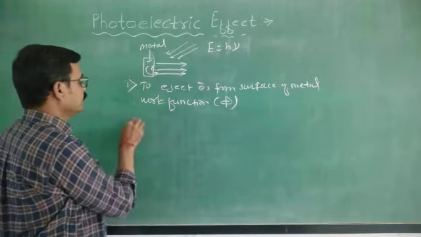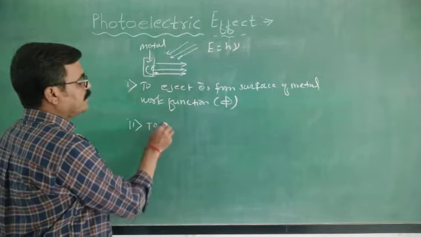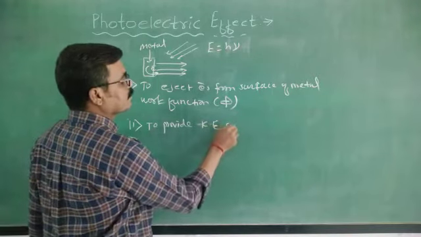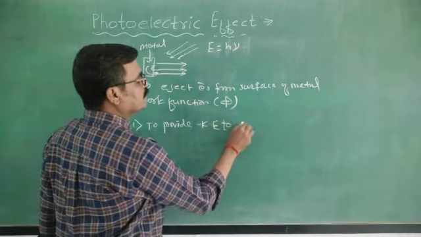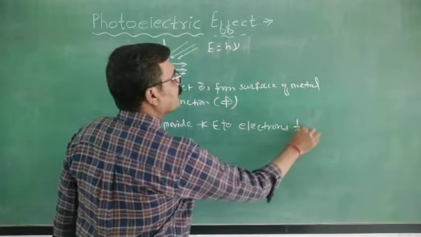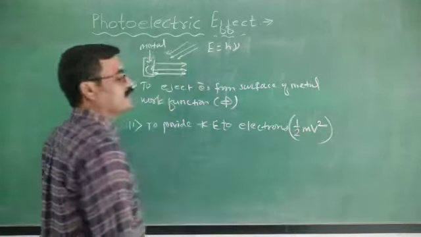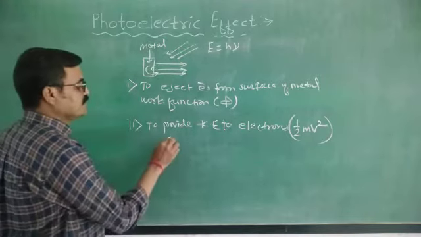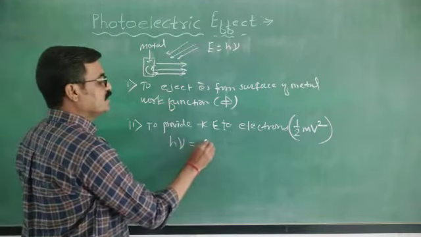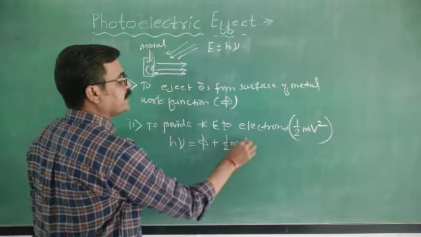and second one, to provide kinetic energy to electrons, means half mv square, where m is the mass, v is the velocity of these electrons. Means this h nu amount of energy of the incident radiation is utilized for ejection of electron and to increase the kinetic energy of electrons.